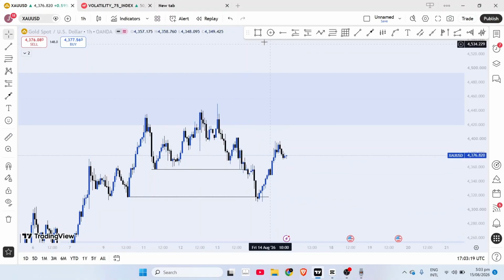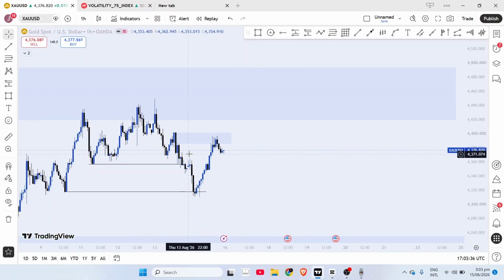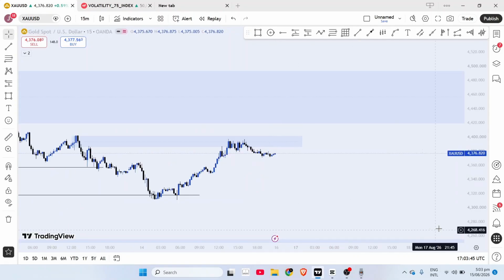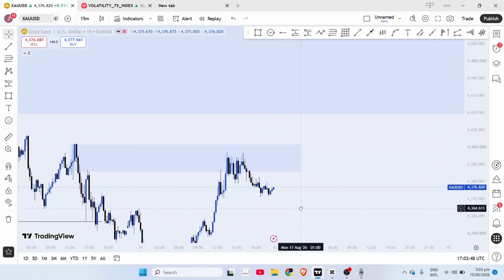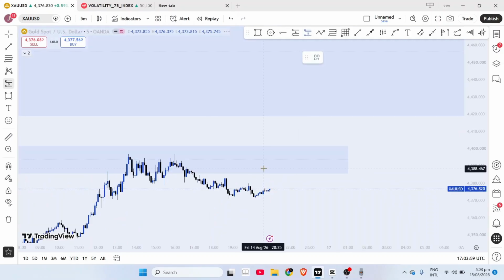So gold currently, we can see price in this point of interest on the 1 hour time frame. So currently what we can do is wait for confirmations on the lower time frame. Let's go to the 15 minutes time frame and see if we have any. So on the 15 minutes time frame, we have this internal break. So maybe something like this. Let's see if we can have a clear point of interest on the 5 minutes.